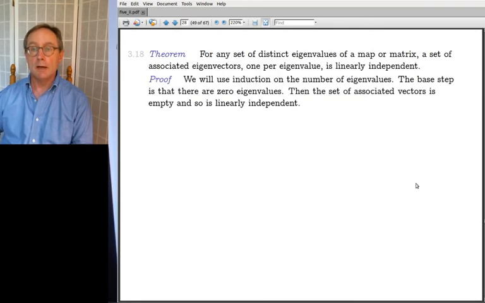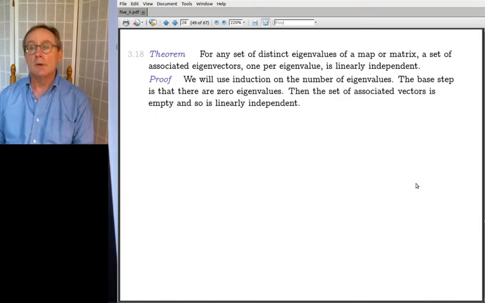So what I get here is that for any set of distinct eigenvalues of a map or matrix, a set of associated eigenvectors is linearly independent. The proof is a little awkward. I'm going to actually pass over the proof. It's not ugly or anything, but I'm trying to focus on the computations at the moment.